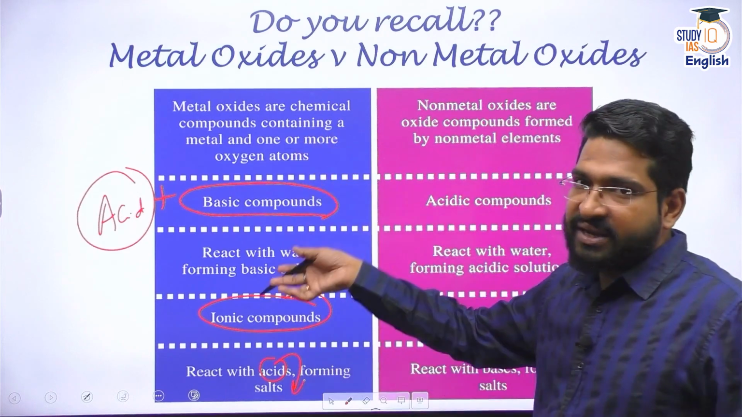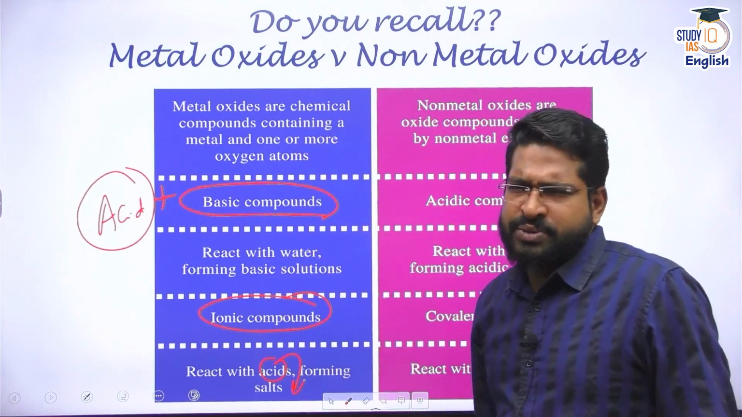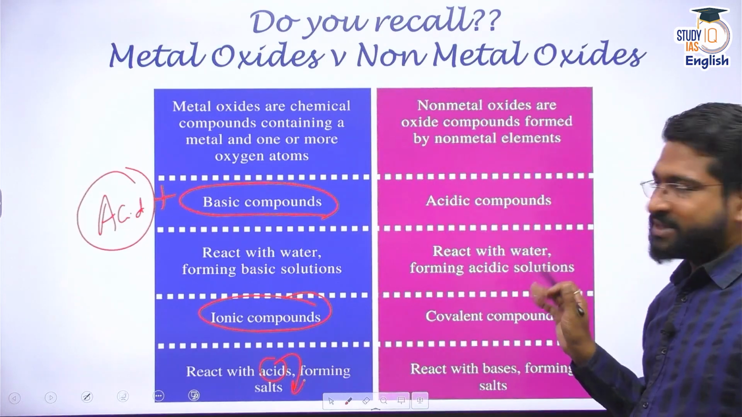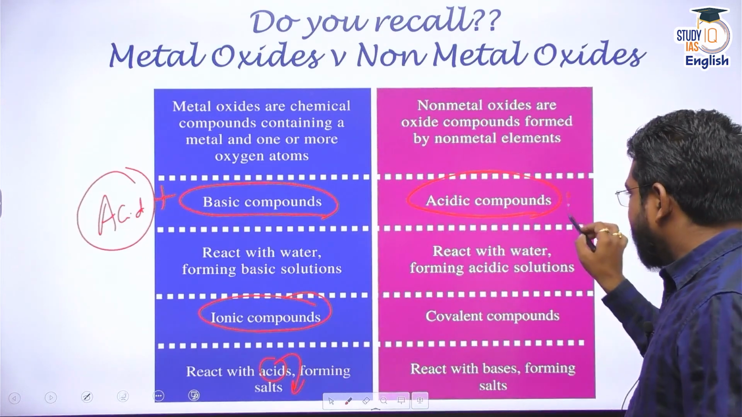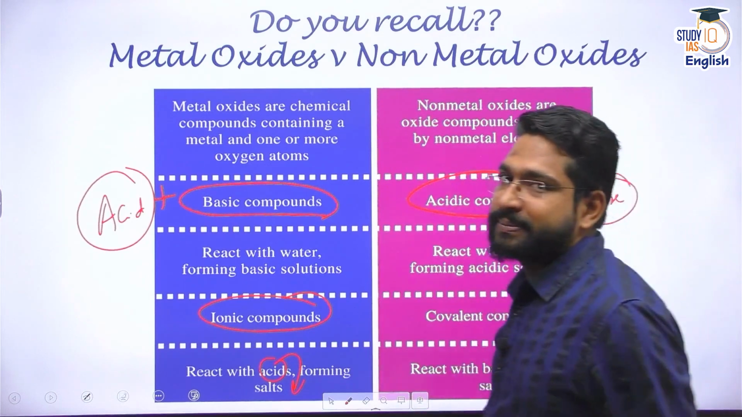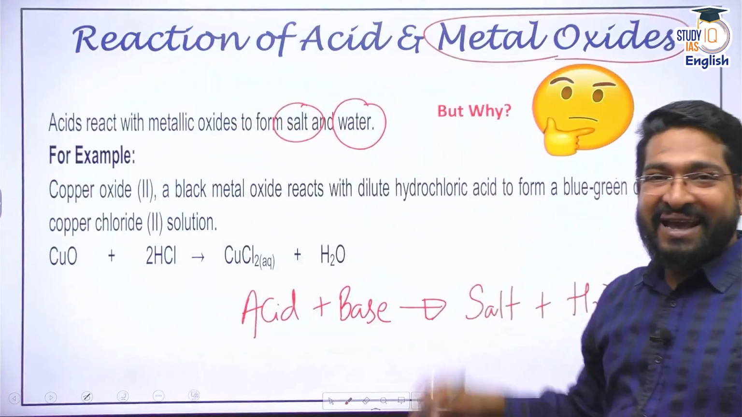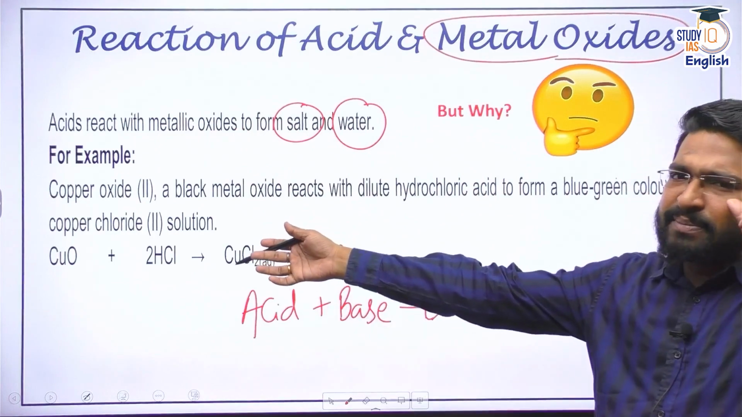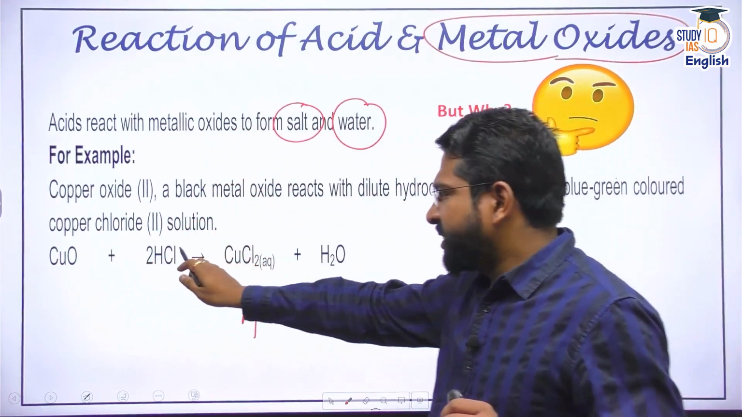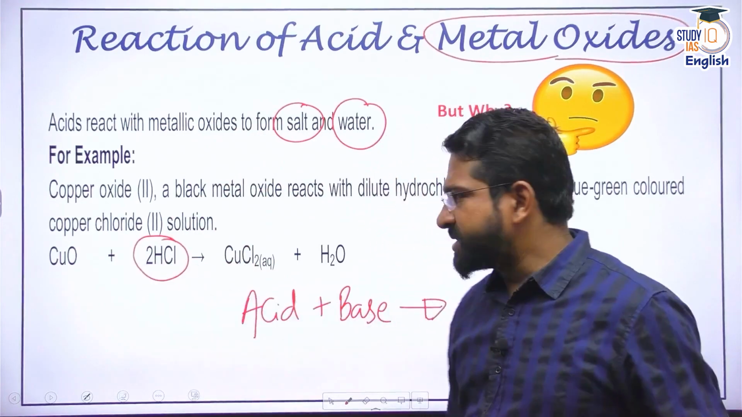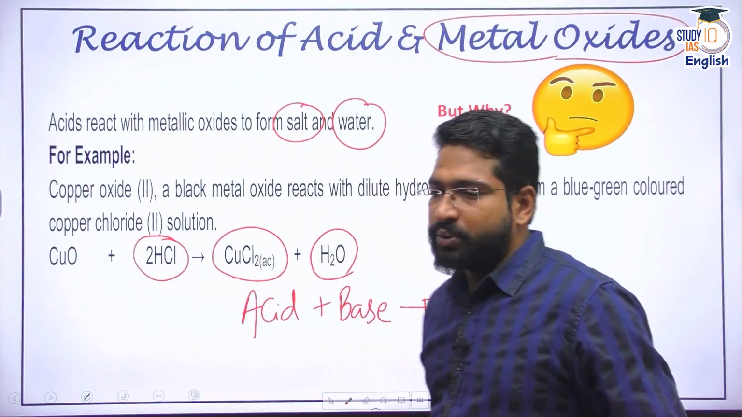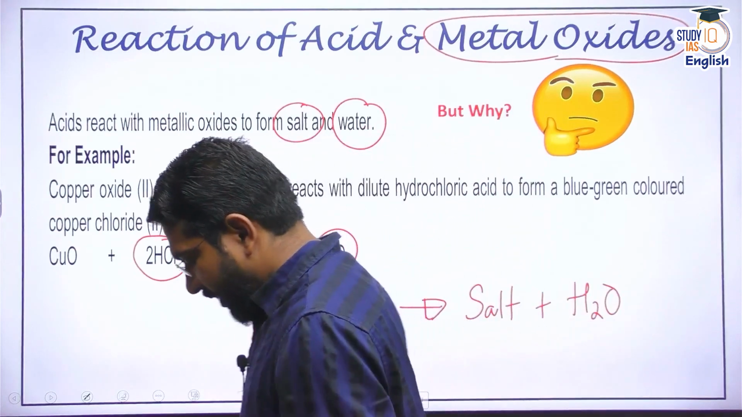And of course, when they react with water, they form basic aqueous solutions. Similarly, non-metal oxides are acidic compounds, and when I add them to a base, they neutralize each other. That's why this kind of reaction. I hope it's clear. One of the examples is copper oxide, a black metal oxide, added with hydrochloric acid. It leads to the formation of copper chloride and a water molecule. One of the examples. Right?